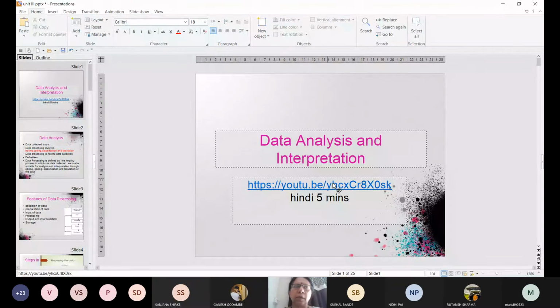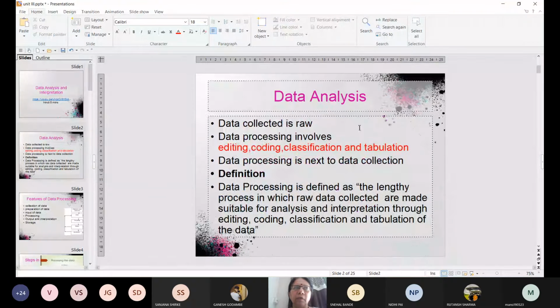We are on Unit 3 of the subject Business Research Methodology for Semester 4. Unit 3 talks about data analysis and interpretation. The data which we have collected through questionnaires or by any of the methods, the primary data which we have collected, is raw data, which is of no use as it is. So this data needs to be cleaned up, or this data needs to be processed properly.